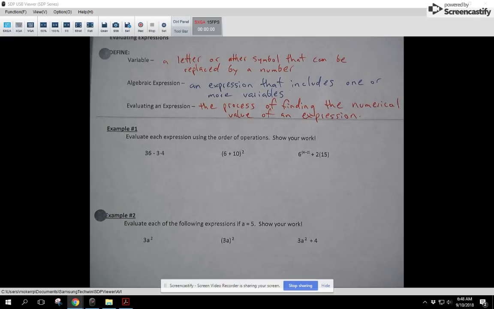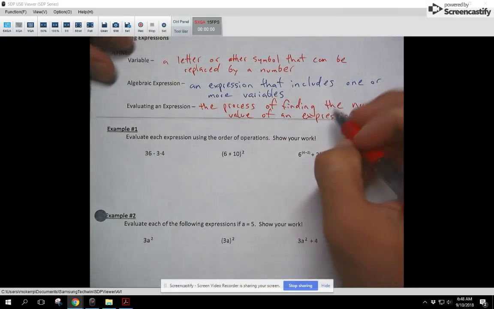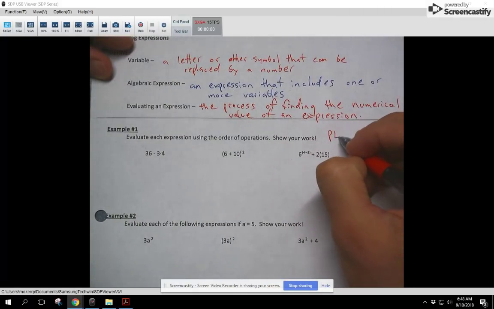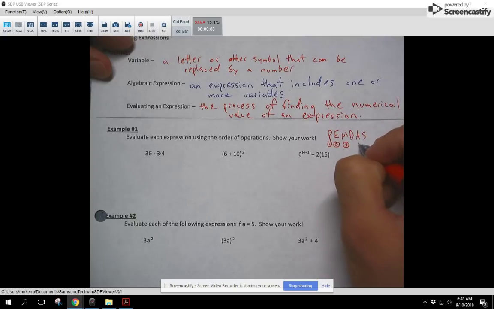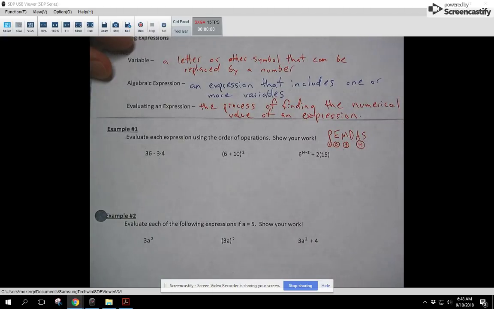All right, so for example number 1, this is going to kind of look like the review we did on Friday. Just real quick, following your order of operations, we're going to remember that it's parentheses, then exponents, multiply and divide, add and subtract. That's 4 steps. Multiplying and dividing happen at the same time. Adding and subtracting happen at the same time.